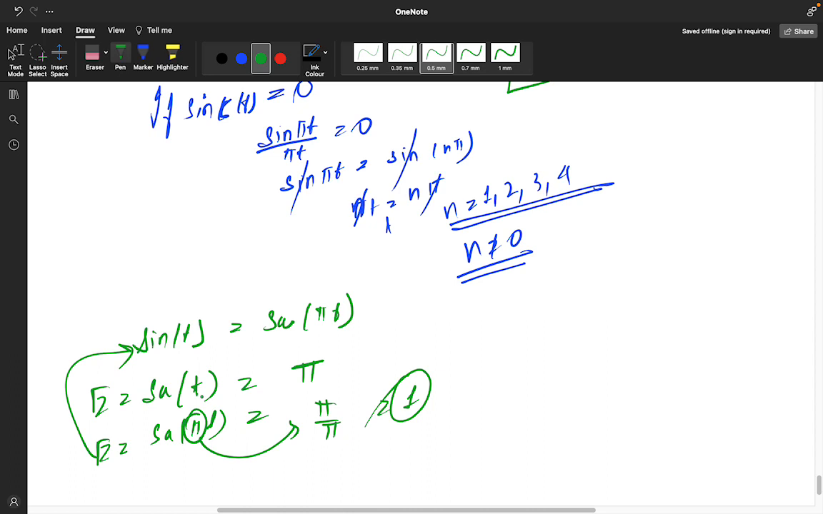That scaling concept we had used: if the energy of x of t is E, then the energy of x of a t will be E by mod a. The energy of a sampling of t is pi, and for sampling of pi t the scaling factor is pi, so we divide by mod pi. This will cancel out and you will get 1. So you need to remember this point.